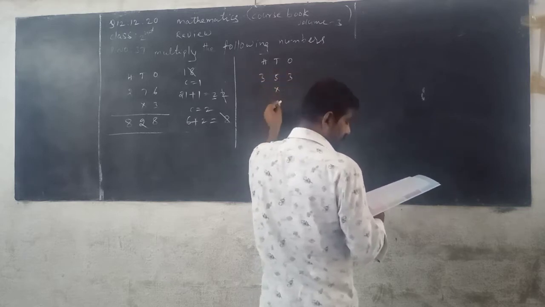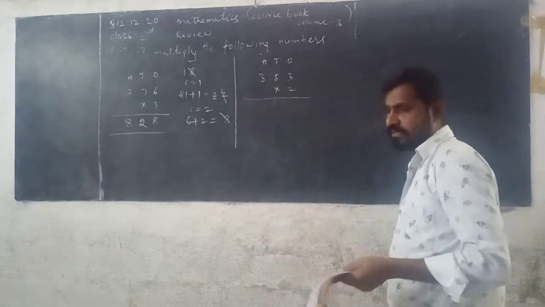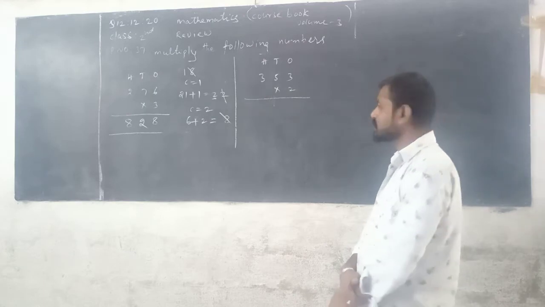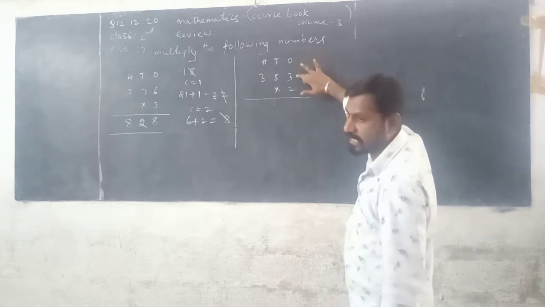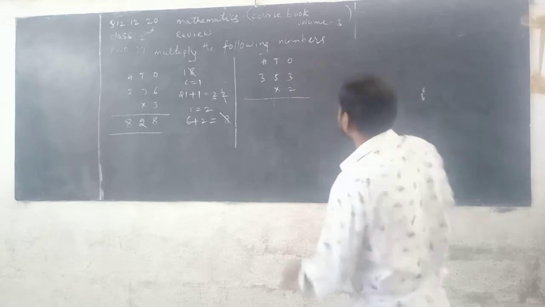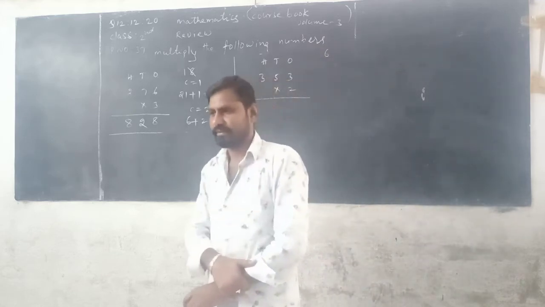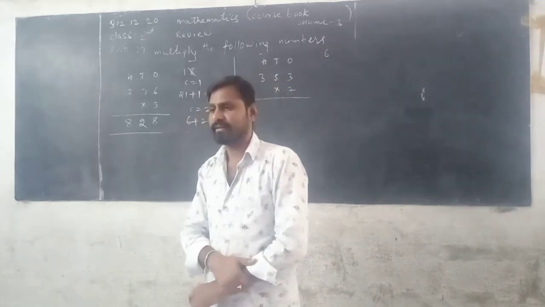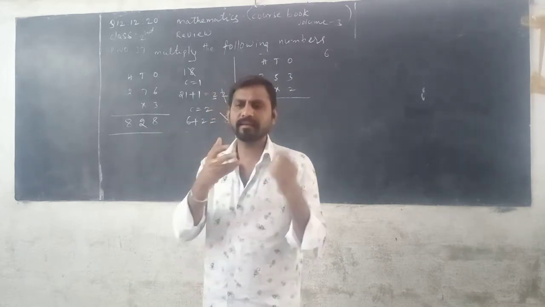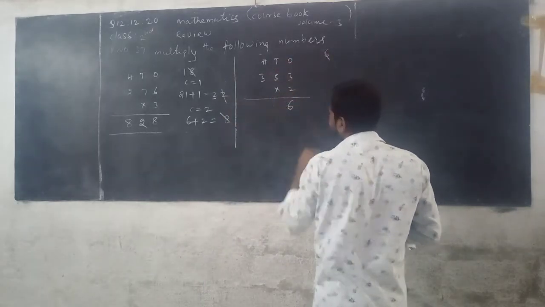353 into 2. The given number is written column wise according to their places. So 353 is multiplied with the 2 table. First we multiply the digit in the ones place, that is 3. 3 with 2. So you can read the 2 table. 2 threes are 6. 6 is a one digit number. So there is no carrying. Then you can write 6, the product of the ones column.